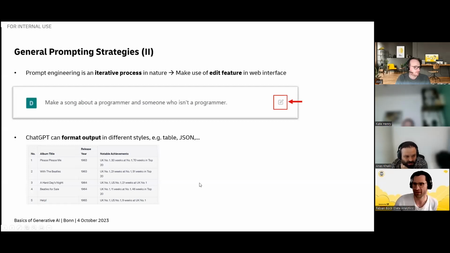Also, you can ask ChatGPT to have different formats of the output. And this is just a simple example that you can ask it to get the answer as a table. I did it once. I asked ChatGPT for destinations for my next holidays. And instead of having a long text it is generating, it can just give you a table with different attributes you want to ask it for.